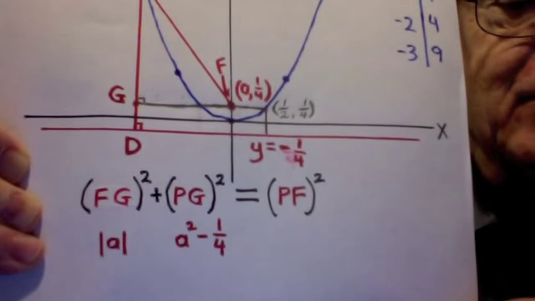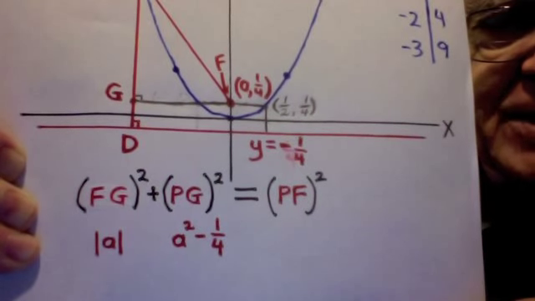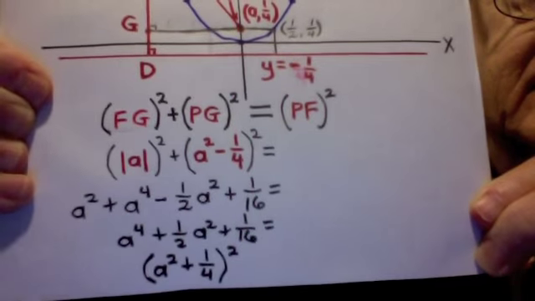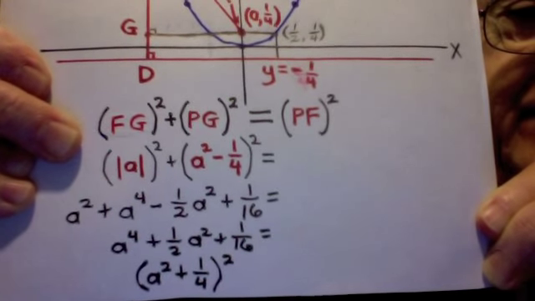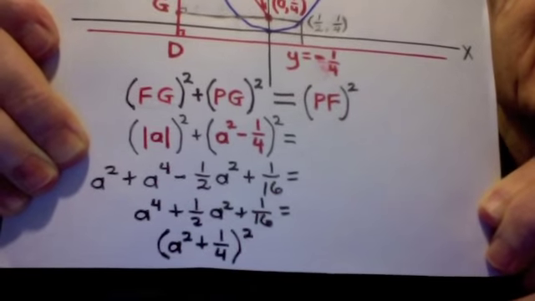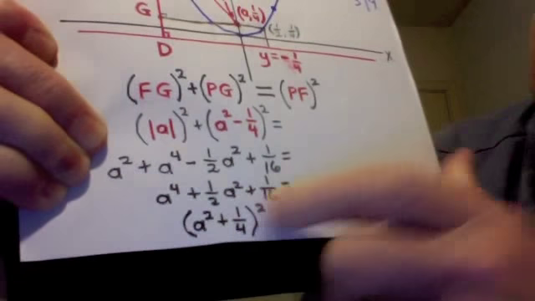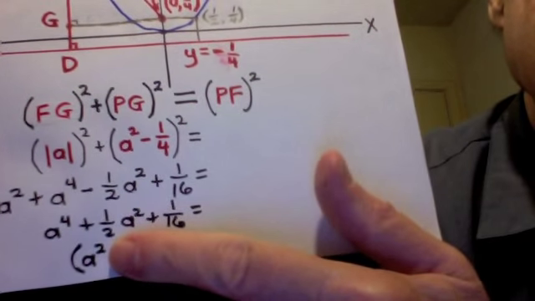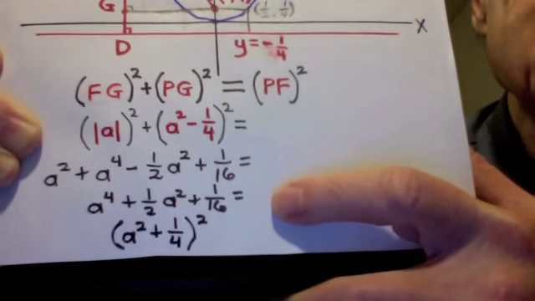We're going to use these distances FG and PG to find the distance from P to F. We will be using the Pythagorean equation about the three side lengths of a right triangle: a squared plus b squared equals c squared. In this case, FG squared plus PG squared equals PF squared. That is the absolute value of a, squared, plus (a squared minus 1/4), squared. We're going to evaluate that and simplify it. When we do the squaring, we get a squared plus a to the fourth power minus 1/2 a squared plus 1/16. And we combine these two like terms, the positive a squared and the minus 1/2 a squared, to the middle term plus 1/2 a squared. So we have a to the fourth power plus 1/2 a squared plus 1/16.